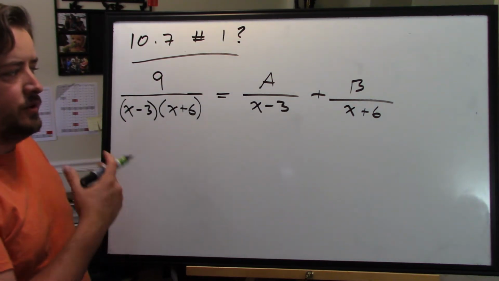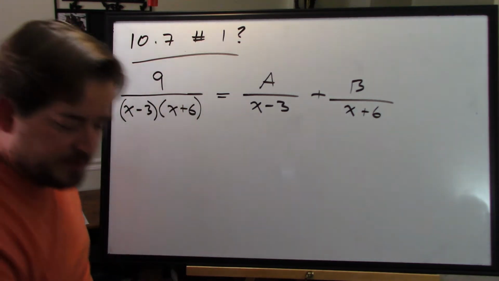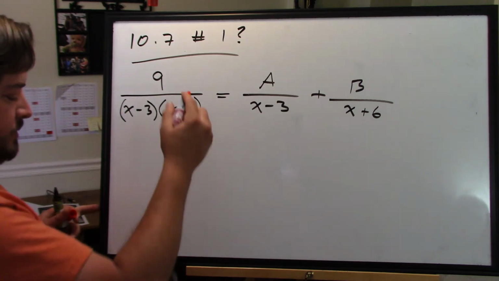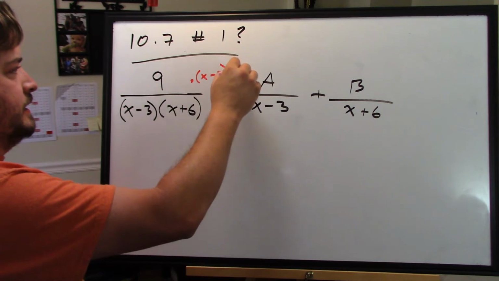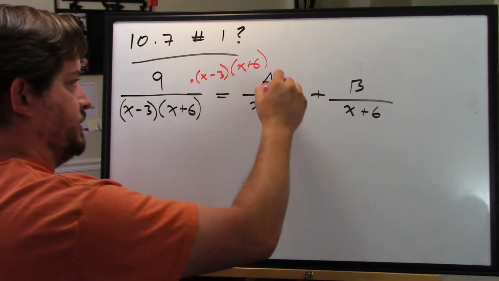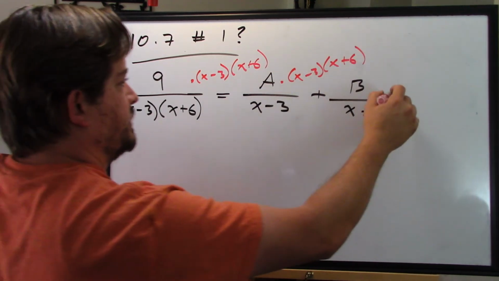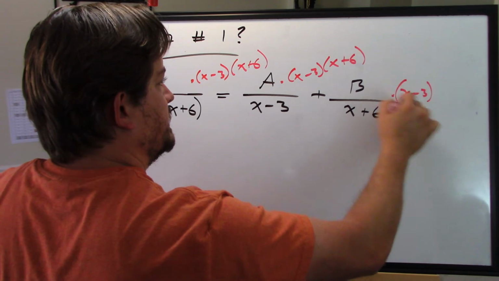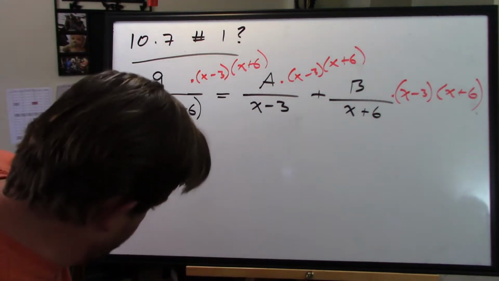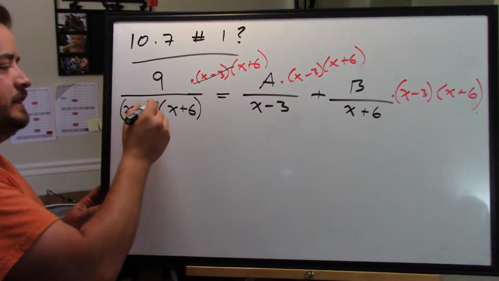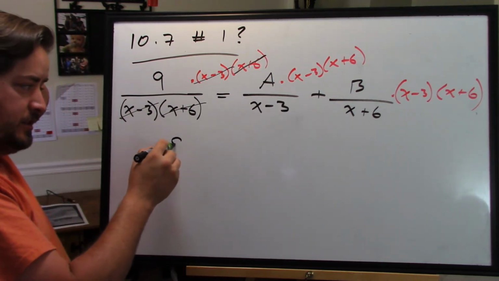What I want to do is clear the fractions. So I'm going to multiply everything by x minus 3 and x plus 6. That is to say, I'm going to multiply this by x minus 3 and x plus 6, this one by x minus 3 and x plus 6, and this one by x minus 3 and x plus 6. When I do that, the x minus 3 cancels the x minus 3, and the x plus 6 cancels the x plus 6 on the left-hand side. That leaves me with just a 9.